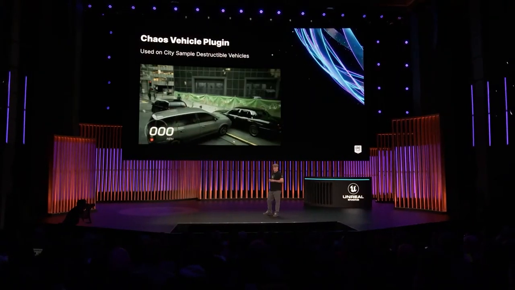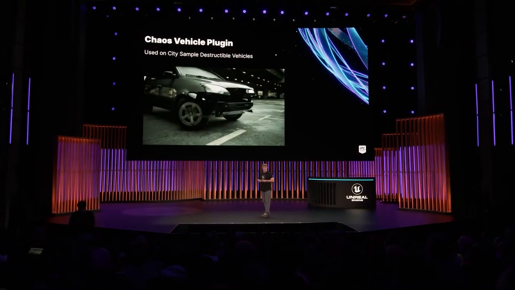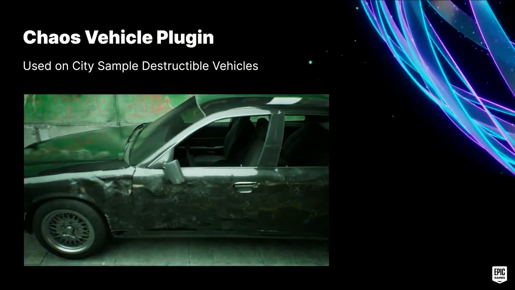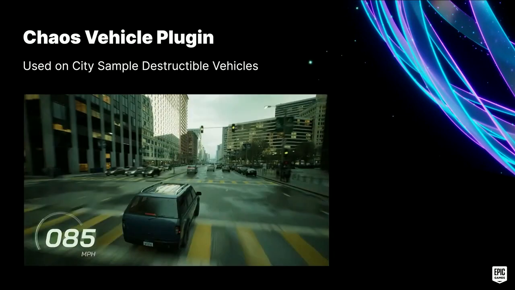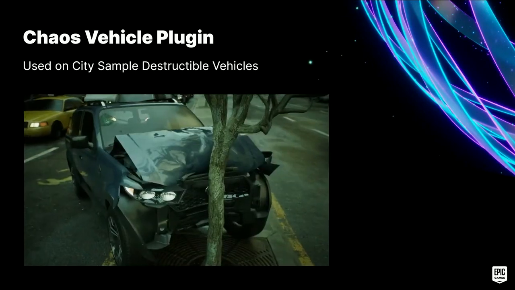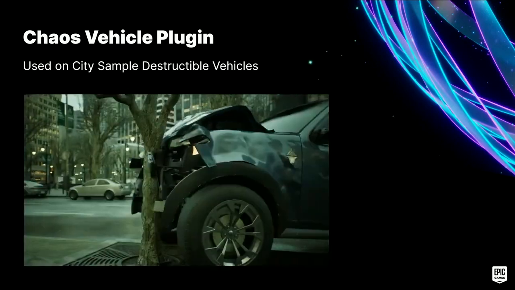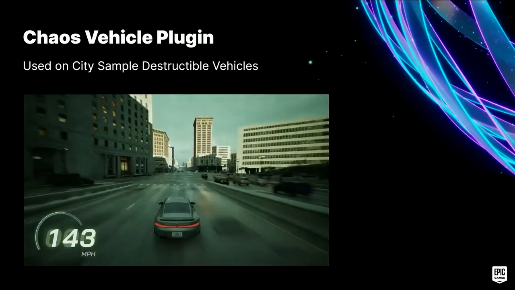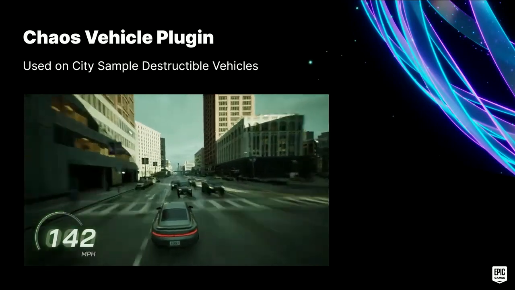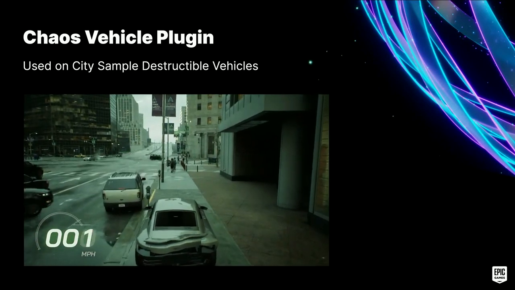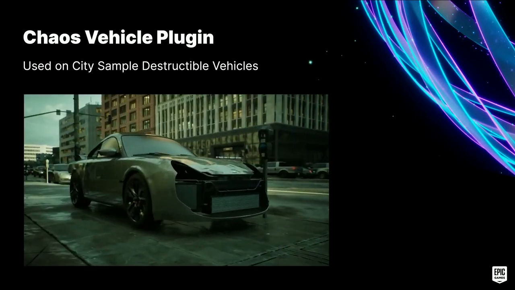So first up is our vehicle system. The Chaos Vehicle plugin was utilized during the city sample demo for the destructible vehicle system and has been available within the engine since release 5.0. This version of our vehicle system allows for skeletal mesh-based vehicle setups, where we perform scene queries from wheel positions to emulate the suspension characteristics of a vehicle. And we also provide a torque model to help recreate a typical transmission-based drivetrain.